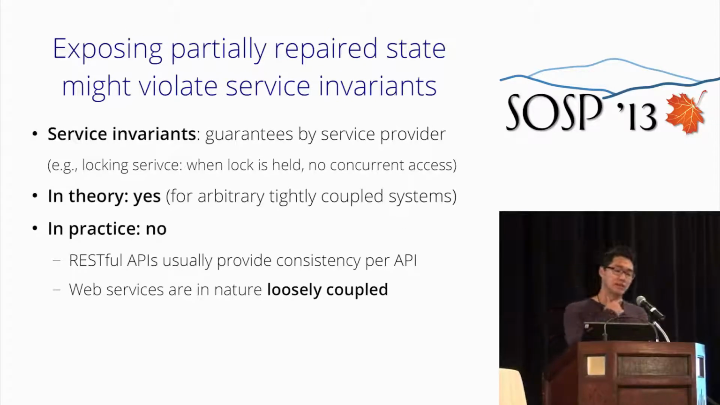However, in some cases, exposing partially repaired state might violate a service invariant. A service invariant means an application-specific guarantee by the service provider. For example, a locking service guarantees that when a lock is held, no concurrent access is allowed. So in theory, exposing partially repaired state might violate service invariants, particularly in tightly coupled systems. But in practice, it might be just okay, because RESTful APIs usually provide consistency per API, and also web services are usually loosely coupled.